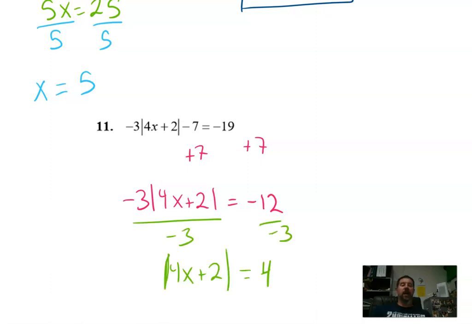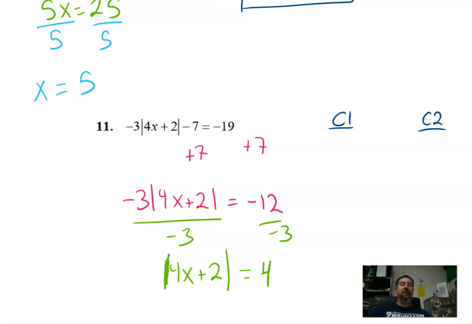And when I do that, I get the absolute value of 4x plus 2 equals 4. And as I'm doing this, you can see my line here a little bit darker because the first one I did was a little small. Be careful of the absolute value bars so they don't look like 1s and you turn that 4 into a 14. Make sure you can read your own writing.